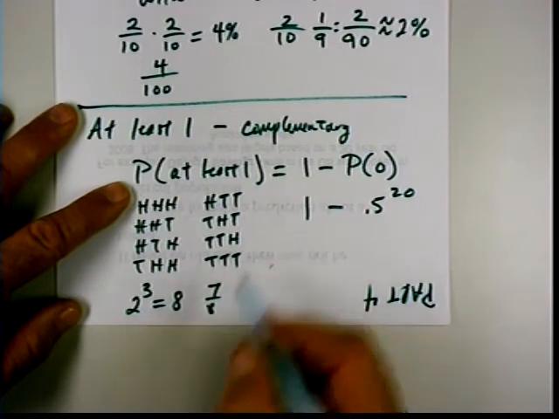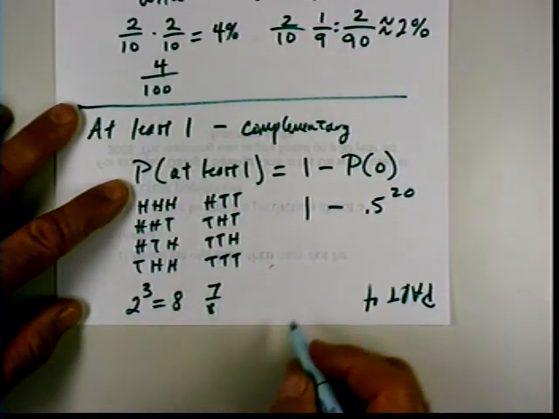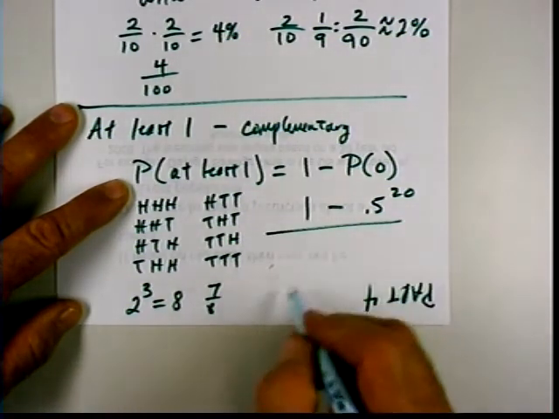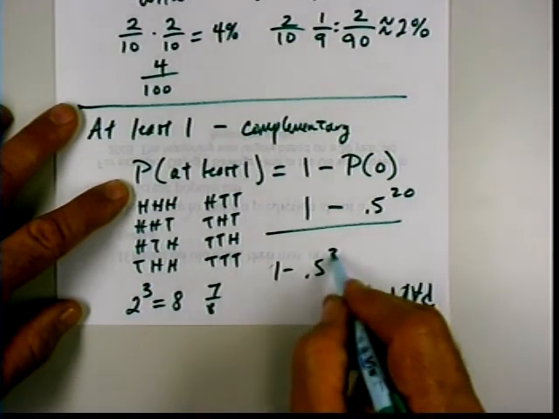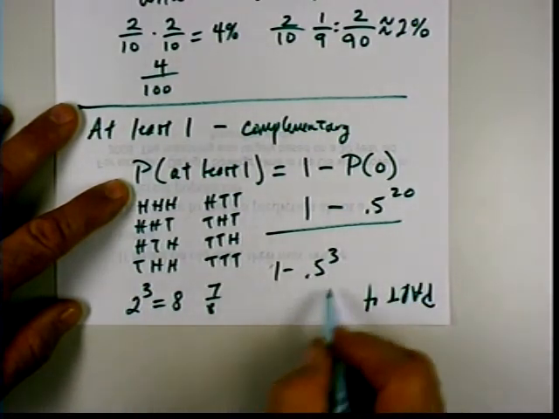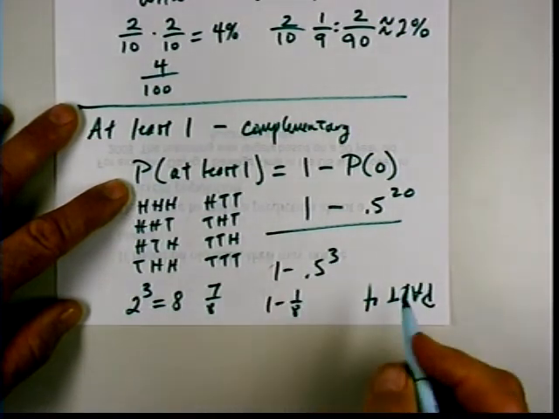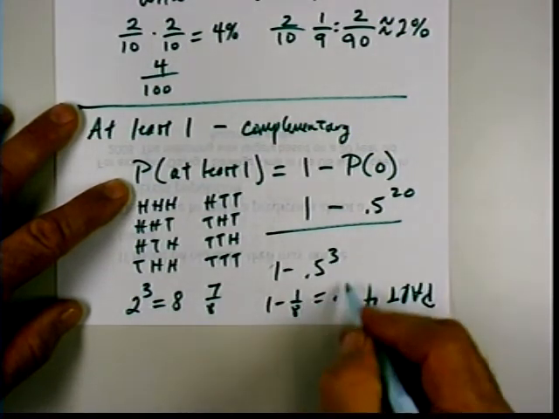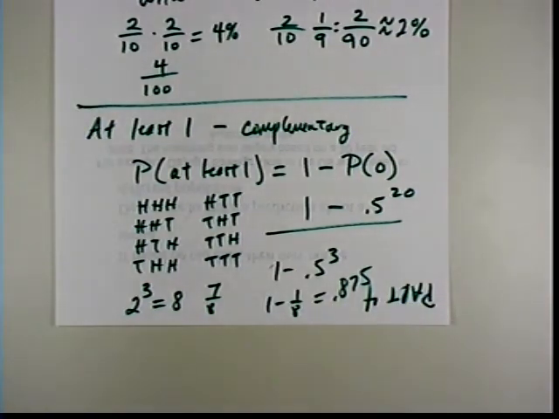So I could do all this out, count them out, and get 7 out of 8, or I could plug it into this formula, which is 1 minus 0.5 raised to the 3rd power. This is a half raised to the 3rd, so it's 1 minus 1/8, which is 0.875. So you can see that doing the calculation that way is going to help you a little bit.